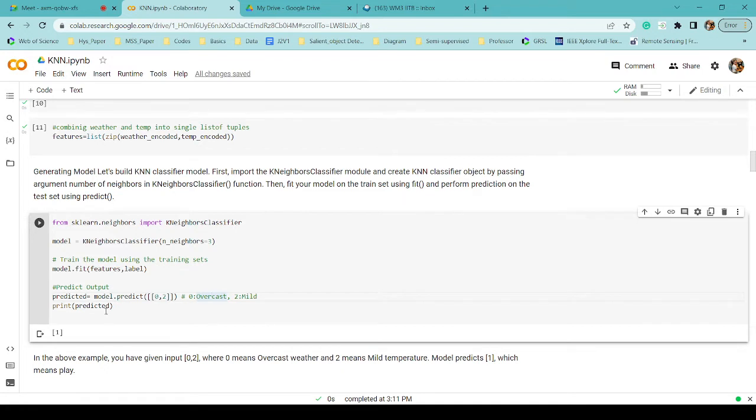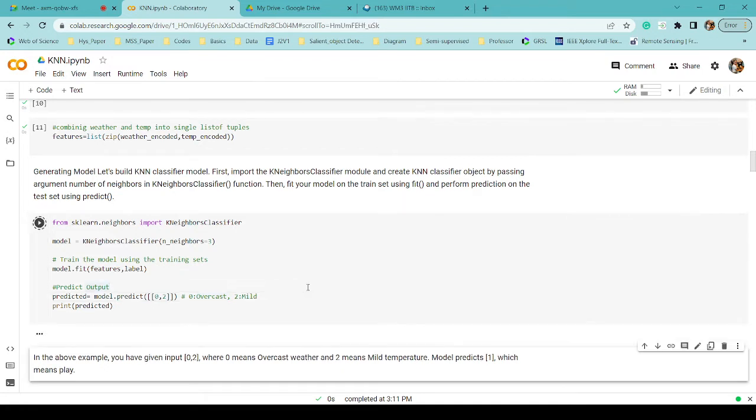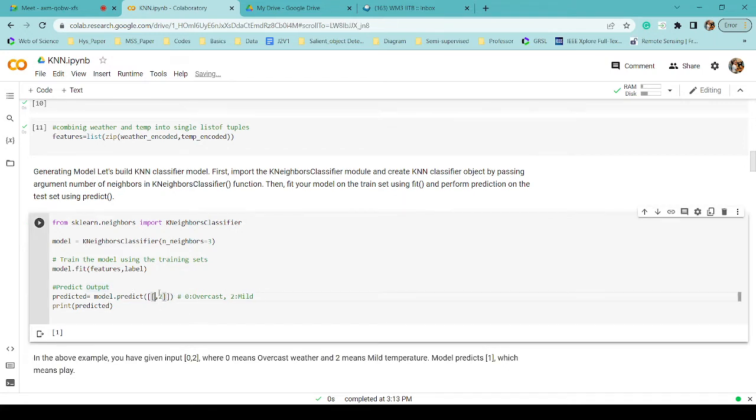And I need to predict the play part, right? So what will be my output? Running this, my output is coming as 1. 1 means you can go for play. Similarly, you can change it to anything. You can just keep it as 1 and I'll keep it as again 1.